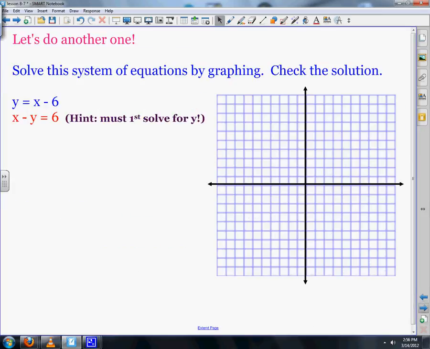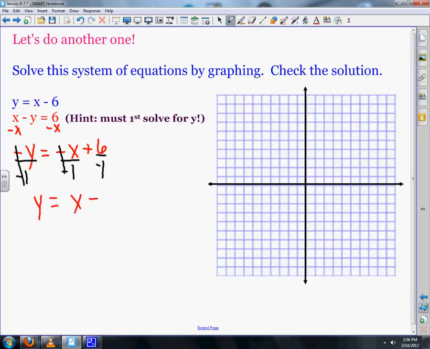Let's look at this and try this problem and see how we do. First thing that I notice is that the second equation is not in slope-intercept form, so we have to solve that for y. So the first thing we do is subtract x, or add negative x, to each side. So we have the opposite of y equals the opposite of x plus 6. And we want to know what y is, not the opposite of y. So we're going to divide everything by -1, or change the sign of everything. So these negatives cancel. These negatives cancel. So we have y equals x minus 6.